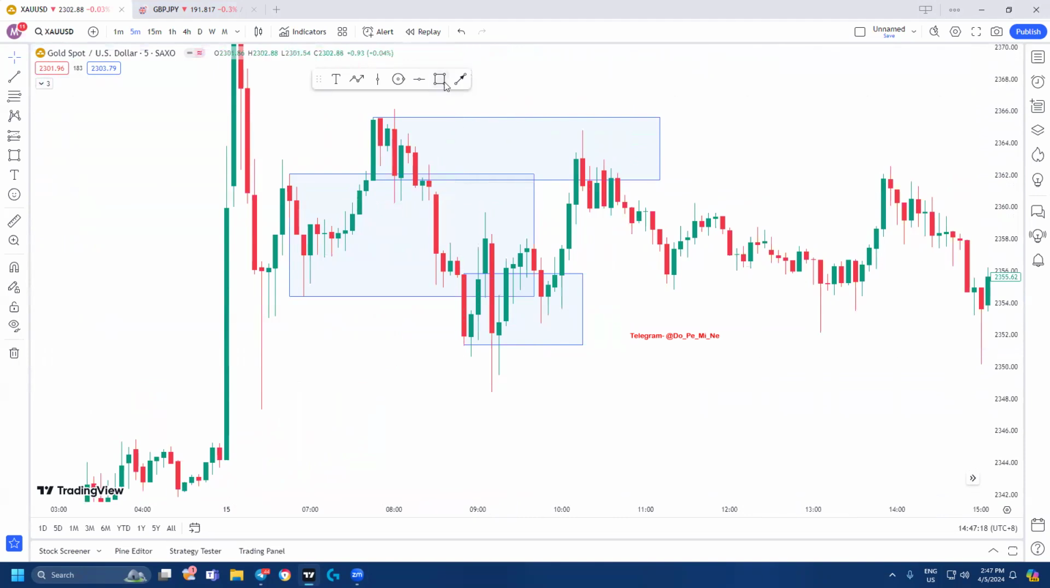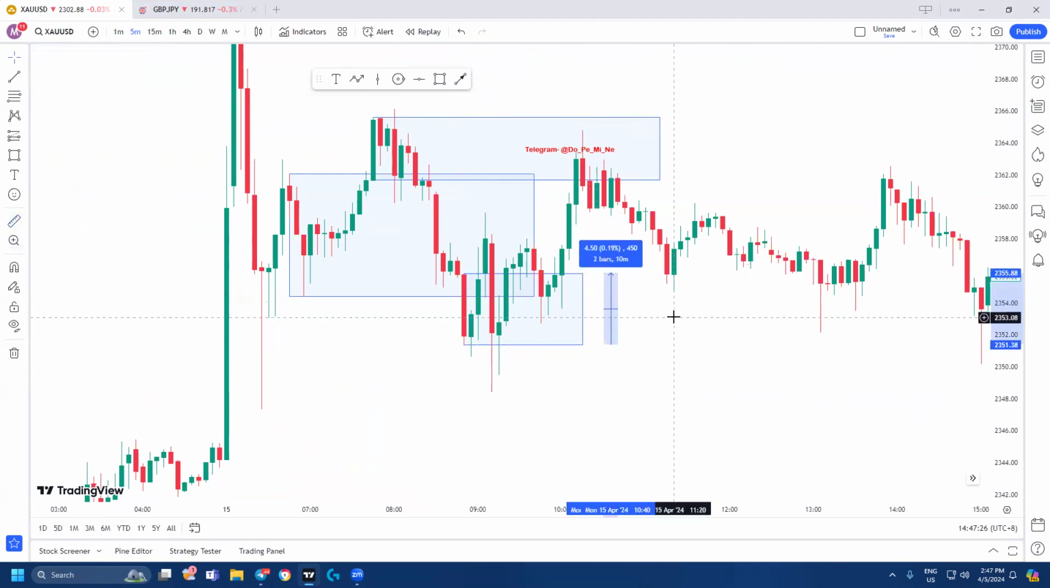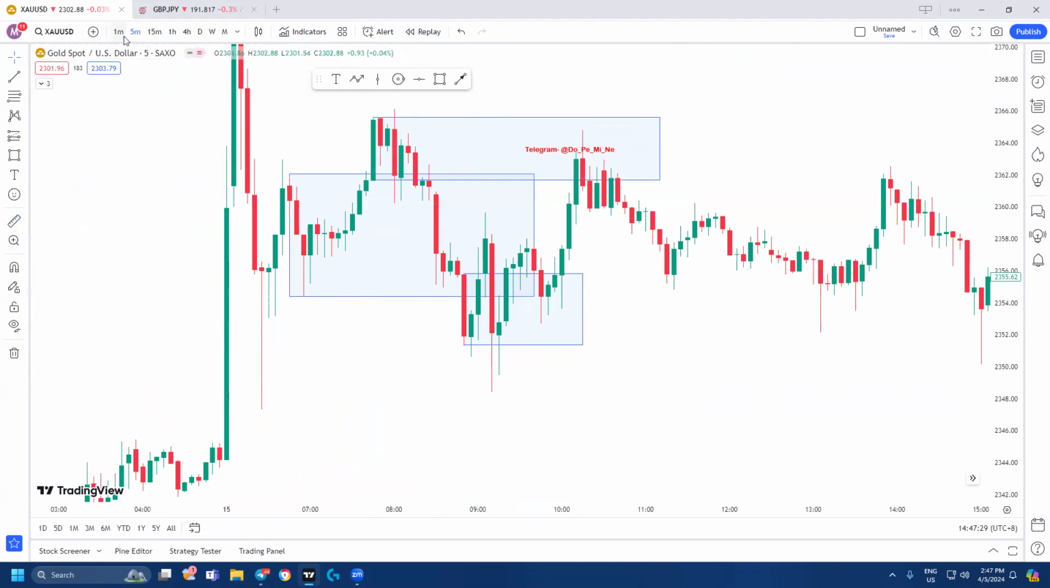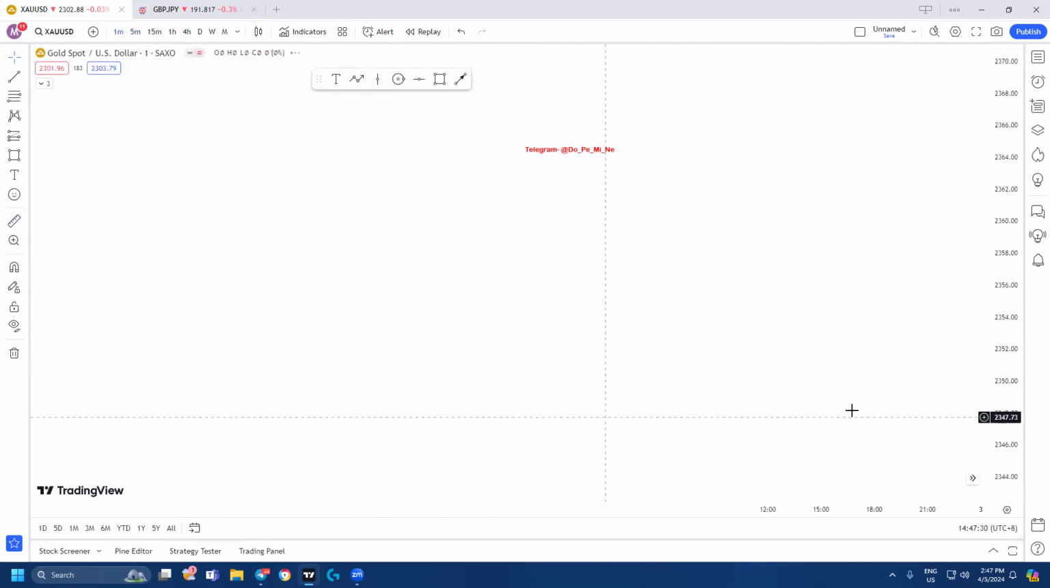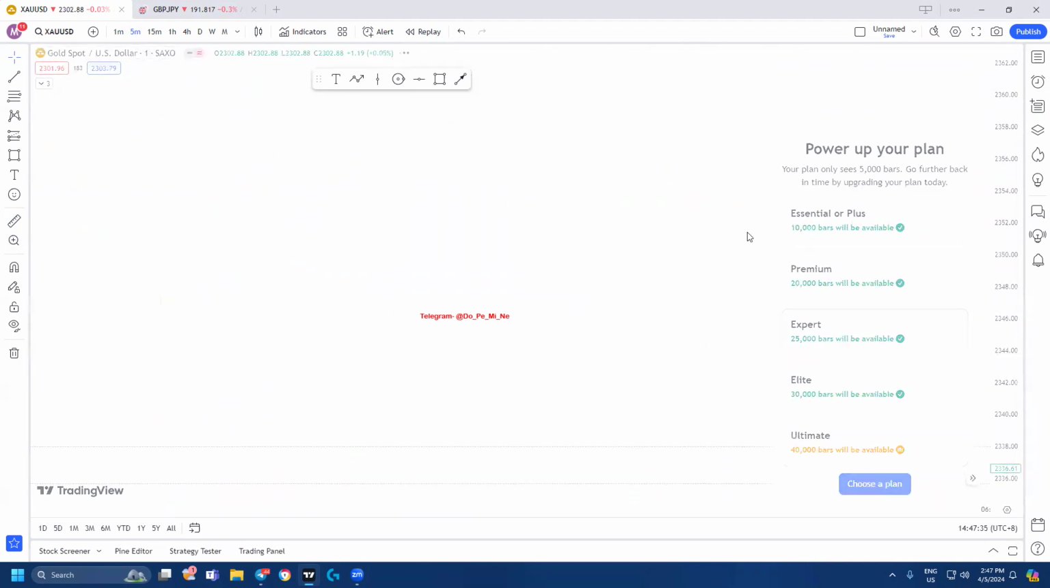If you want to take this, let's say this zone is very big, how to enter? It's 45 pips. So I think we cannot go to the lower time frame. It's quite far. Yeah, correct.